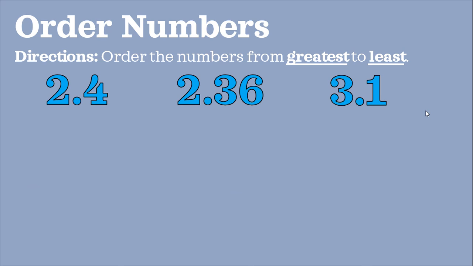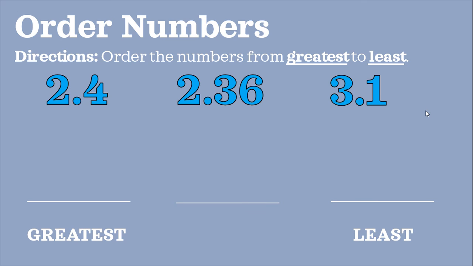Finally, let's compare these numbers going from greatest to least. So that means we're starting with our biggest number and going to our smallest. Once again, we're going to start with our biggest place value, which is our ones place. We have 2, 2, and 3 in our ones place. 3 is the biggest number in the ones place, so the 3 and 1/10 is going on the greatest side.